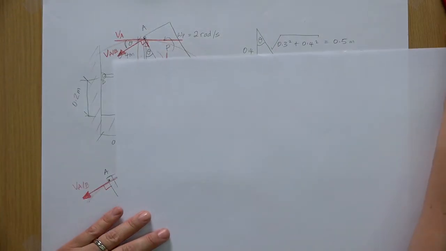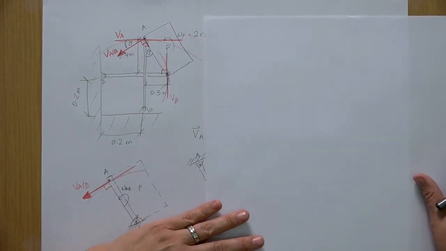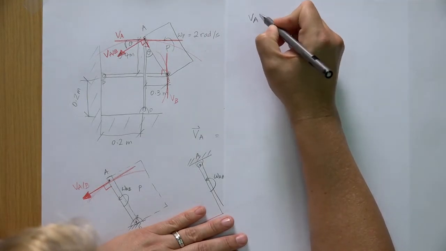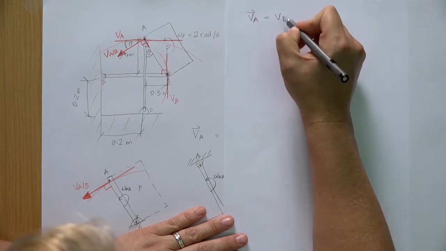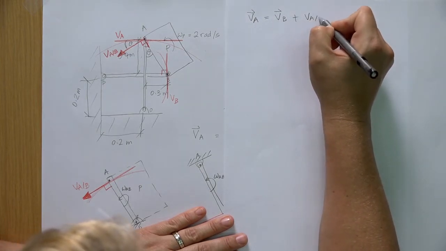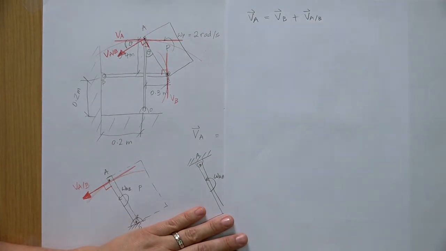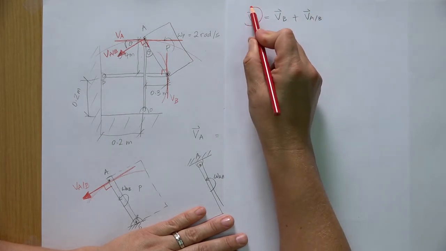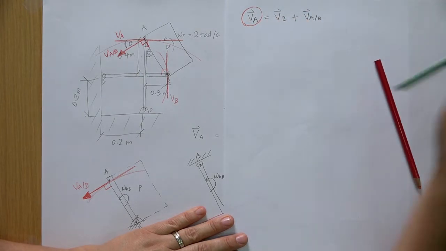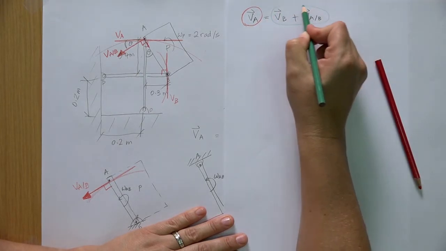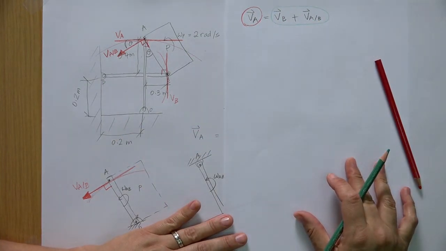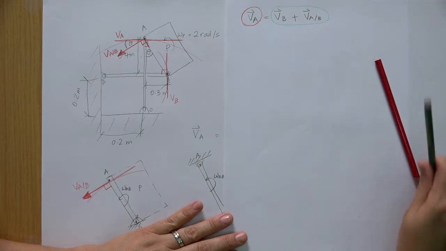Now I want to draw the velocity diagram. Let me rewrite this equation. V of A equals V of B plus V of A relative to B. So this equation tells a story. It says there are two paths, this red path and this green path. Both paths start in the same place and end at the same place, but they take different routes to get there.